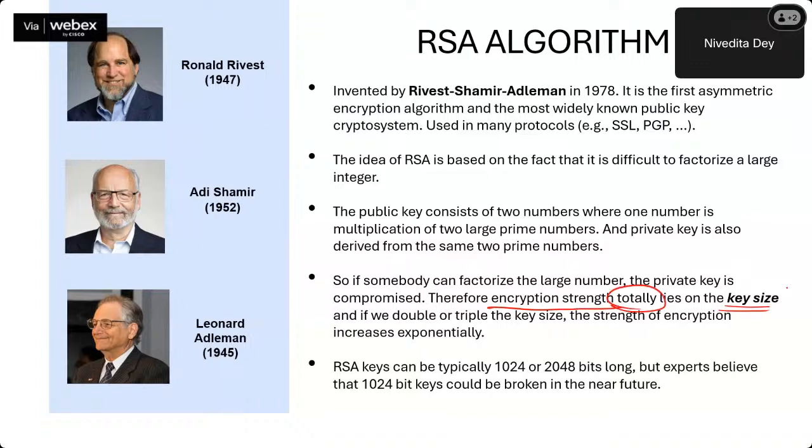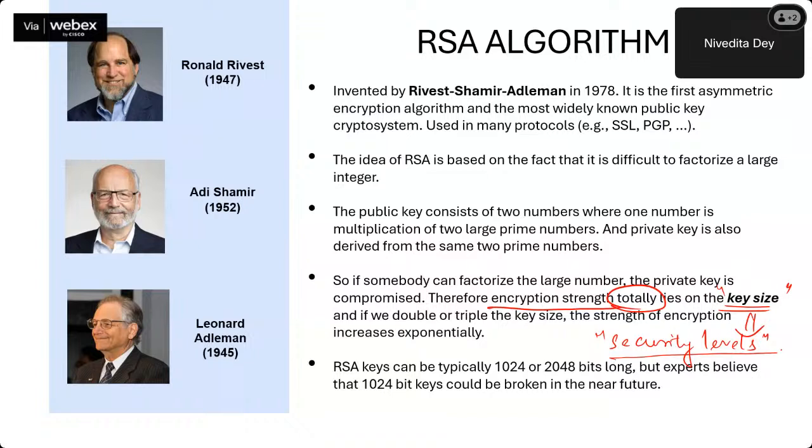lies on the key size, which gives me some sort of security level. If we double or triple the key size, the strength of encryption increases exponentially. Why? Doubling means exponential, because increasing by a multiplication factor of 2, rather than a linear additive increase, is a multiplicative effect. A multiplicative increase will have an exponential effect by similar logic.